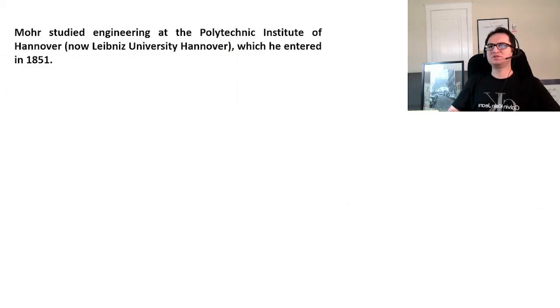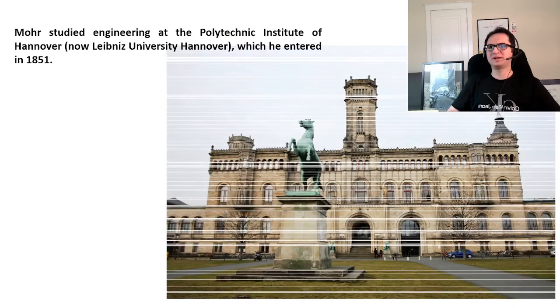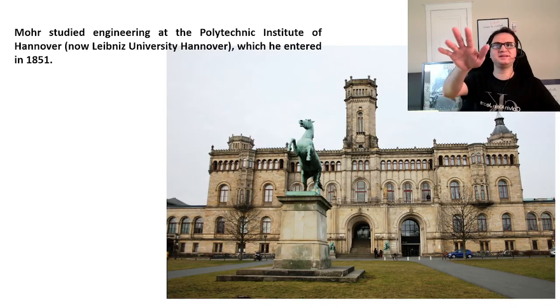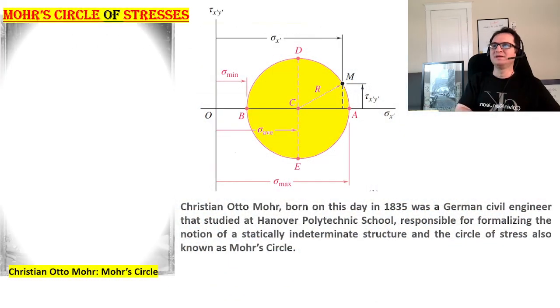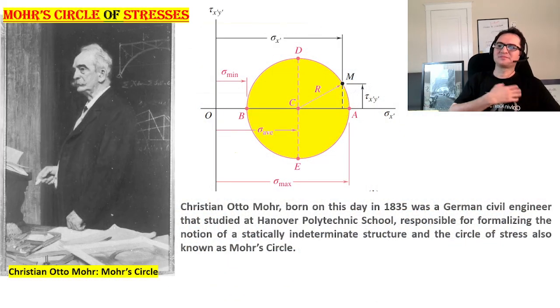Mohr studied engineering at the Polytechnic Institute of Hanover in Germany in 1851, and that's a schematic of the current day Leibniz University at Hanover, Germany. And this is a Mohr circle, and this is a photo of Christian Otto Mohr.